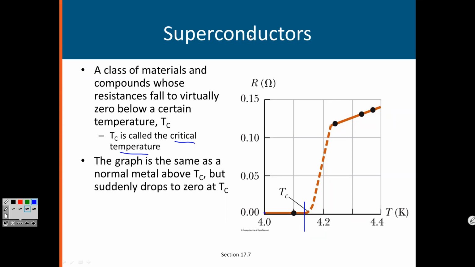Now, this happens at very low temperature. We call this the critical temperature, below which it becomes a superconductor. So we have a graph here that shows what happens to some metal at that temperature. It sharply drops to zero resistance.